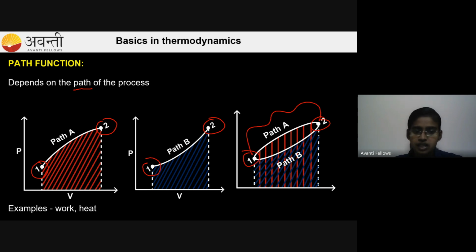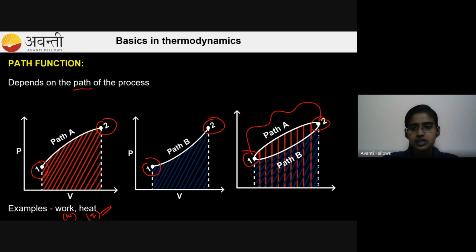Examples are work and heat. Work is denoted by the letter W and heat is denoted by the letter Q. Except these two, all others are state functions. You just study this work and heat alone. If they give you anything other than work and heat in the question, you just go for state function. Only work and heat are path functions. Other things are state functions. Got it? Clear for all?